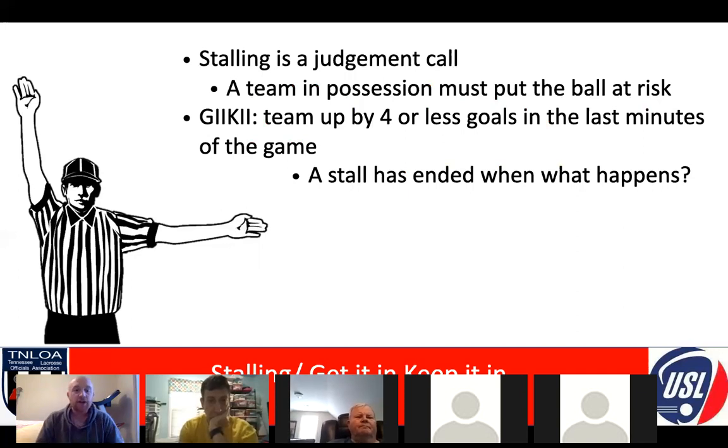Stalling. Stalling is a judgment call. A team in possession of the ball must put the ball at risk. If a team does put the ball at risk, it is not stalling, meaning they are going towards the goal. They are actively trying to score. If a team is not actively trying to score, they're stalling.